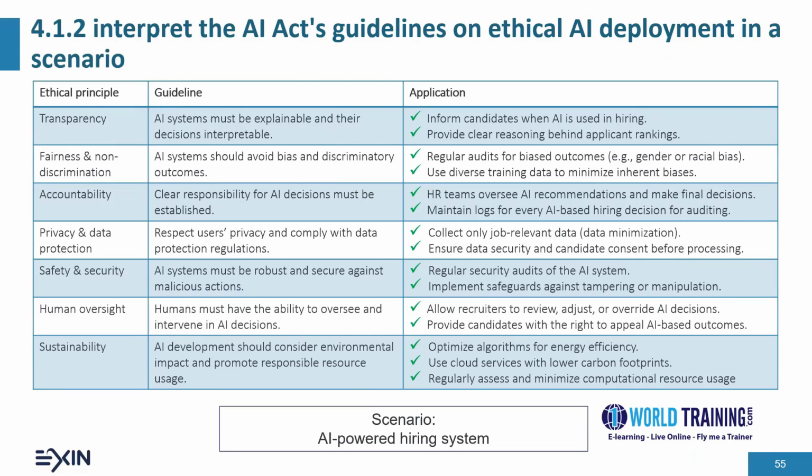Ethical principle: human oversight. As part of the guidelines, humans must have the ability to oversee and intervene in the AI decisions. You need to allow the recruiters to review, adjust, or override your AI decisions. You need to provide the candidates with the right to appeal AI-based outcomes.